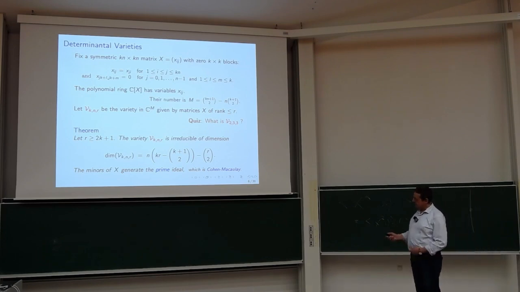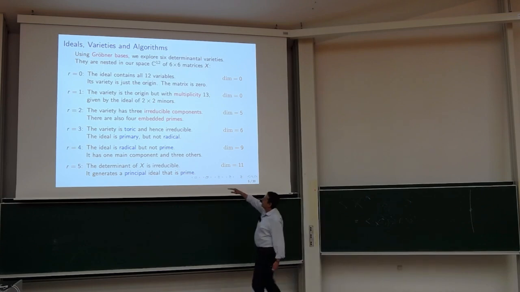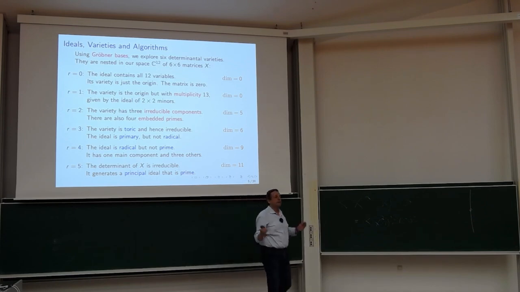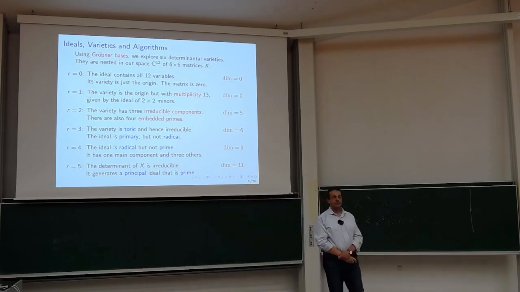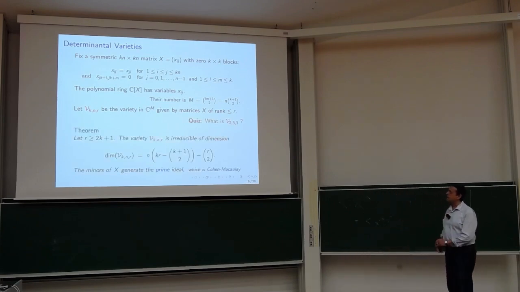So this says things are nice. Now, of course, r has to be at least 2k plus 1. So in my example, 2k plus 1 would have been 5. So in this example, this only pertains to the r equals 5 case. It's nice and irreducible, but we have this erratic behavior further up in the table. Okay, so this theorem says in the high rank regime, things are nice, and the dimension is as expected.